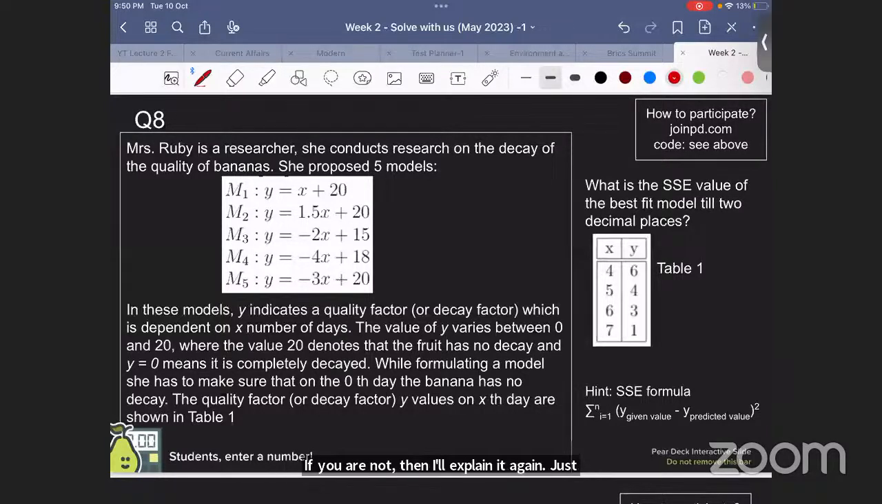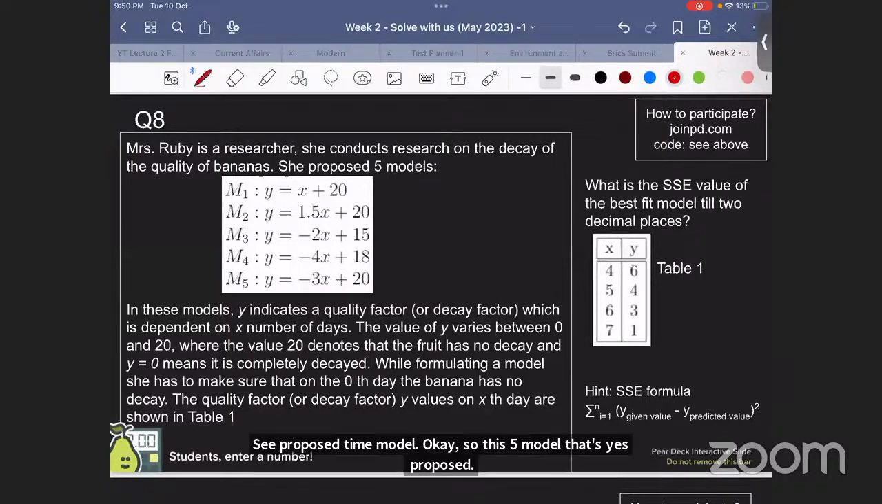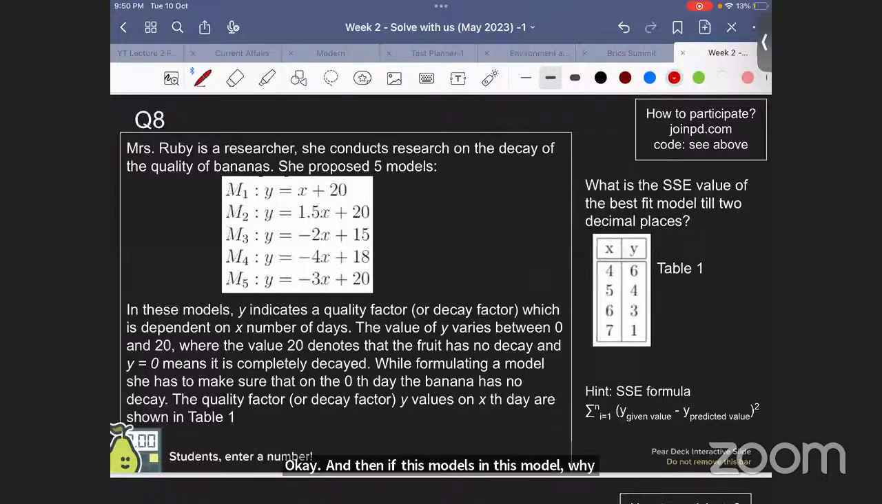So there is Ruby, who is a researcher. She conducted research on the decay of quality of bananas. She proposed 5 models. In these models, y indicates the quality factor, or the decay factor, which is dependent on x. And x is the number of days. The value of y varies between 0 to 20, where the value 20 denotes the fruit has no decay, and y equals 0 means it is completely decayed.